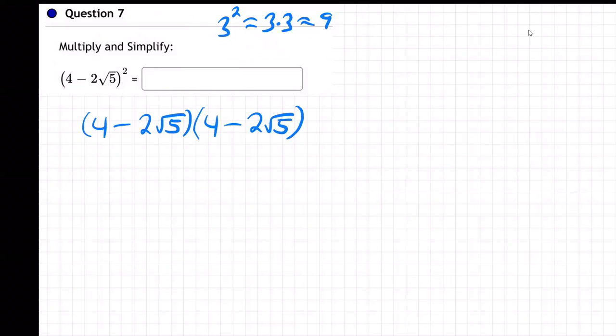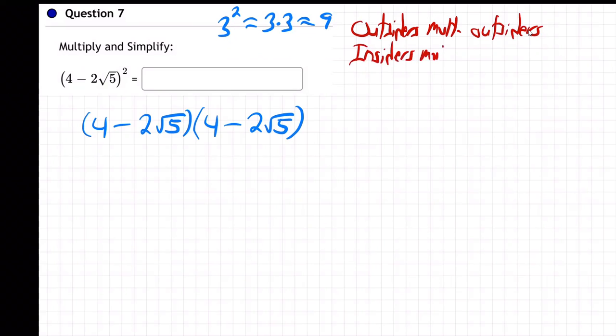So remember the rule when we're going to start multiplying now. It's outsiders multiply outsiders and insiders multiply insiders. That's what it is. So 4 times 4 is 16. And 4 times 2 root 5. And that's a negative.